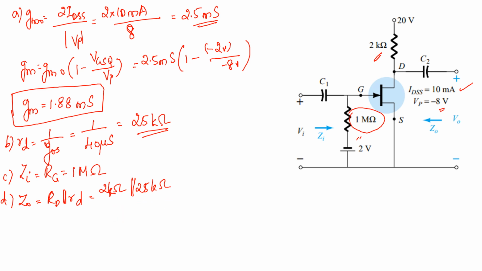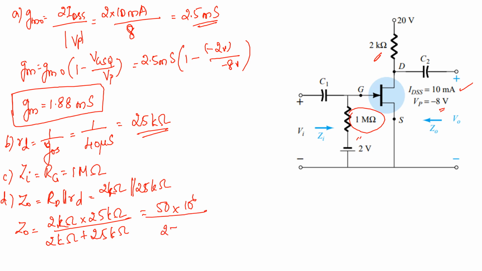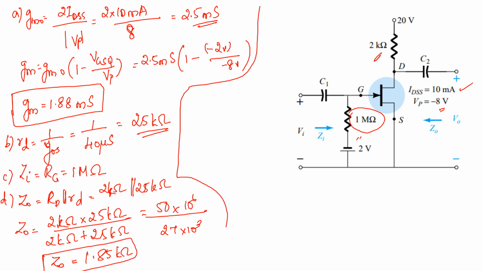Parallel combination. Now let me write the formula. So what will this be? Z0 will be equal to 2 kilo ohm into 25 kilo ohm divided by 2 kilo ohm plus 25 kilo ohm, right? So what you will be getting? Approximately 50 into 10 raised to 6 divided by 27 into 10 raised to 3. After calculation you will be getting Z0 equal to 1.85 kilo ohm.